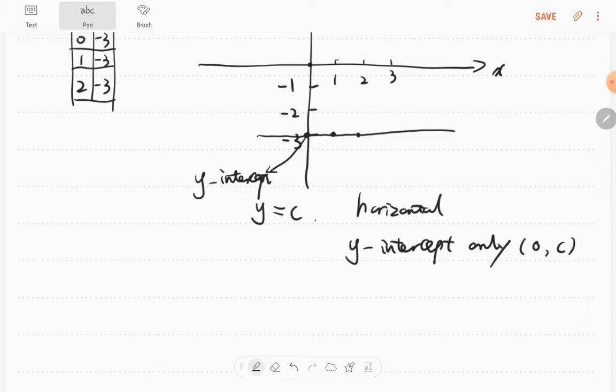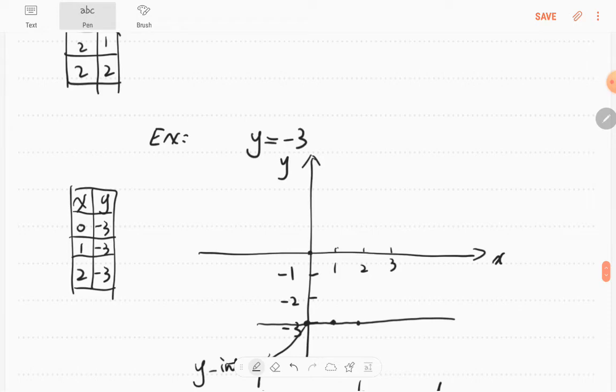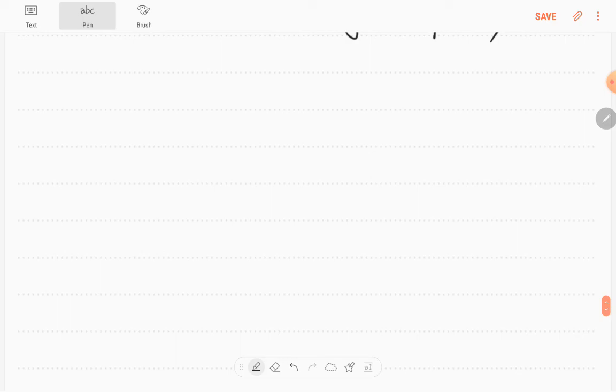And what's the y-intercept? x equal to 0, so it will be (0, c). Similarly, for the vertical case, x-intercept only, we can only have (c, 0), because y is equal to 0 for any x-intercept. So that point will be (c, 0). Again, no y-intercept for a vertical line. No x-intercept for a horizontal line, because a horizontal line is parallel to the x-axis. So that's for 3.3.